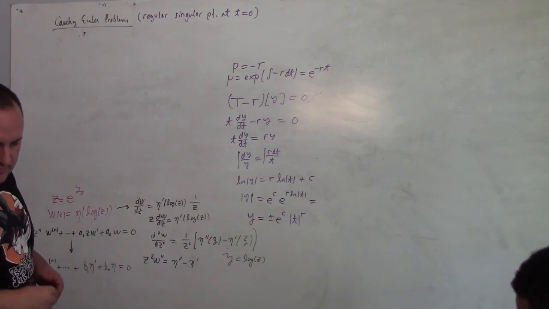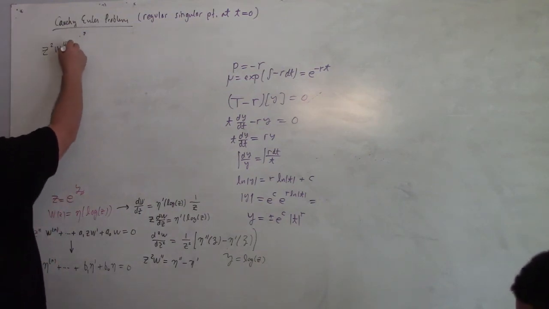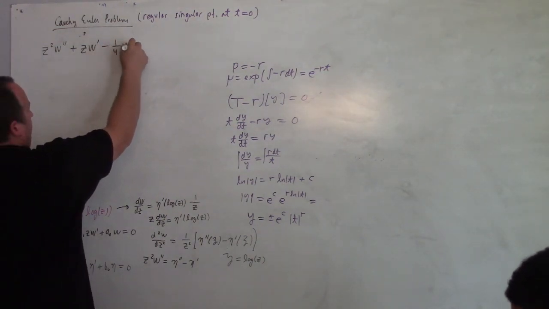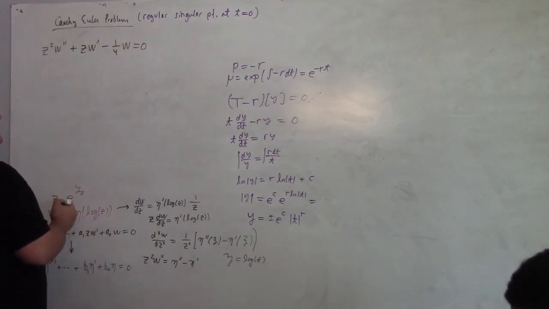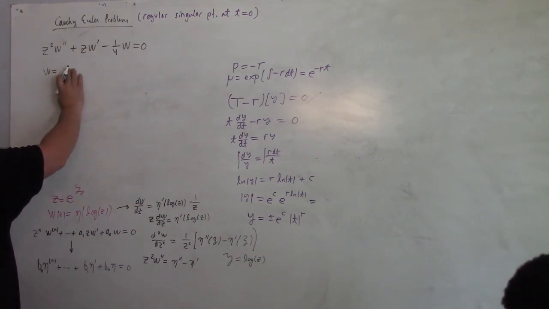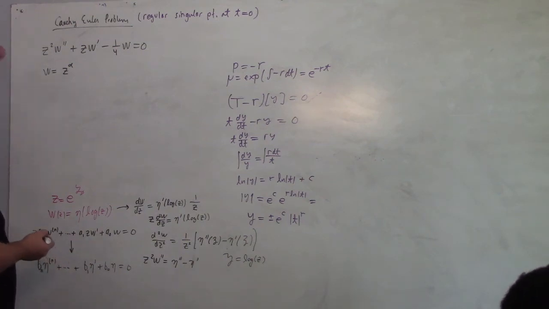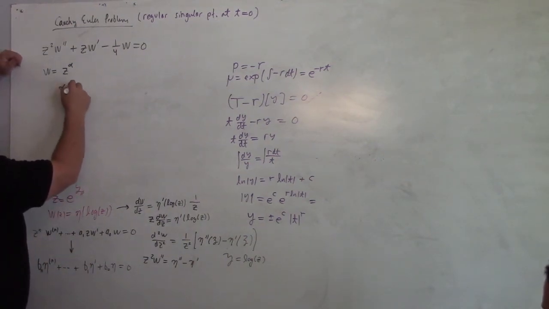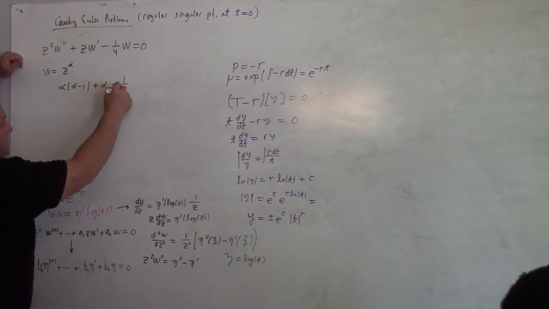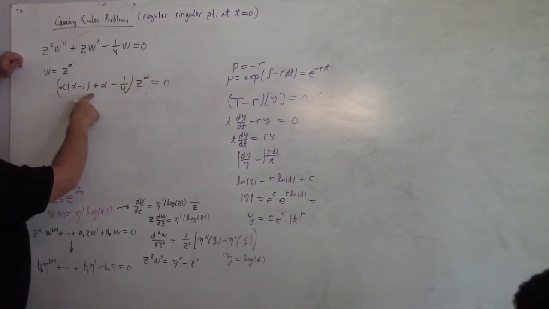Just try this one out here. So we have z squared w prime prime plus 3w prime minus 1/4 w. If we just straight look for a solution of the form w equals z to the alpha, then we get alpha times alpha minus 1 plus 3 alpha minus 1/4, times z to the alpha equal to 0. So we have to solve this equation.